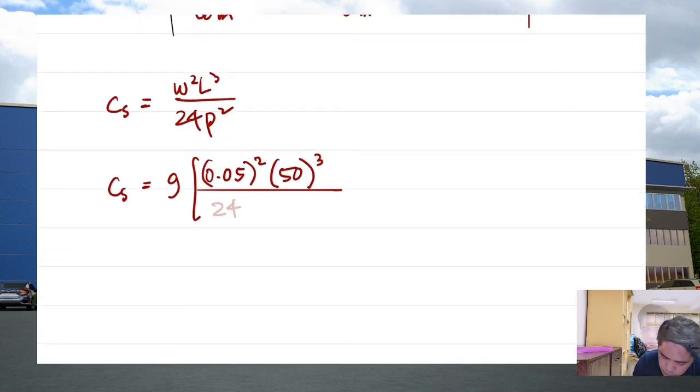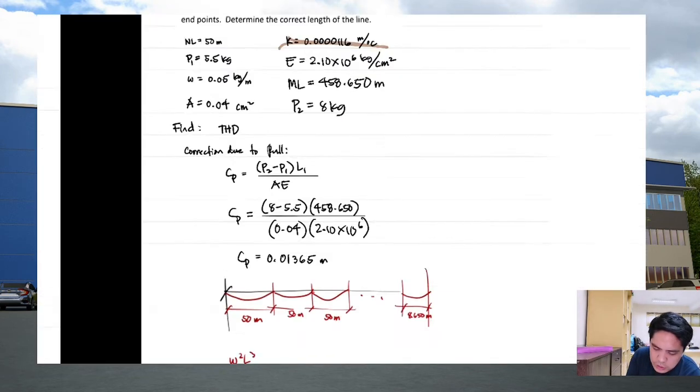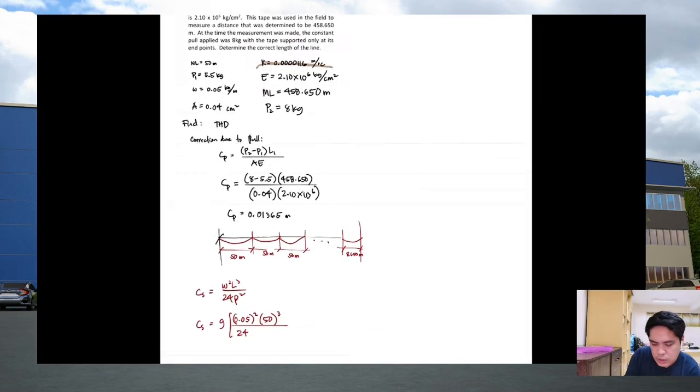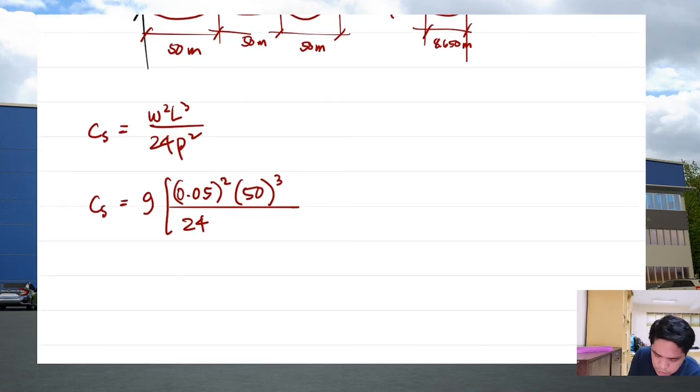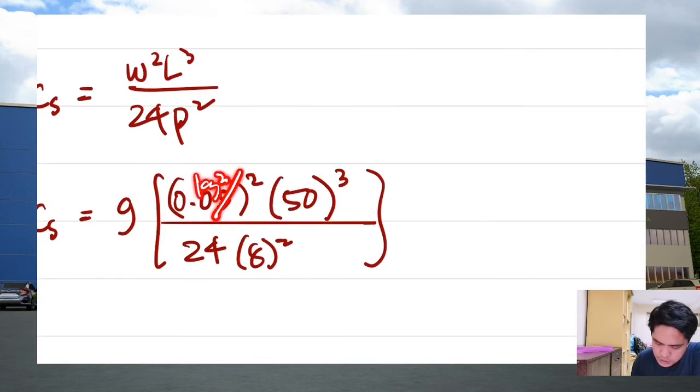That's 24 over times P. So yung ginamit na P na pool is ito. We use 8 kilogram because 5.5 is a standard pool, but we use 8 kilogram for the pool. So that's 8 squared. Okay? So remember, yung 0.05, that's kilogram per meter. So we have meter squared dito. Kilogram. 0.05 kilogram per kilogram squared, meter squared. Ito, this is meter cube.